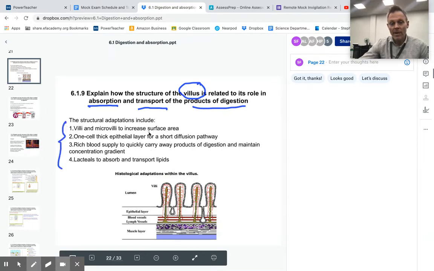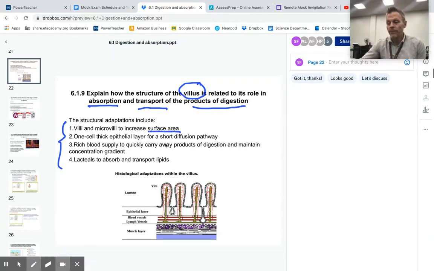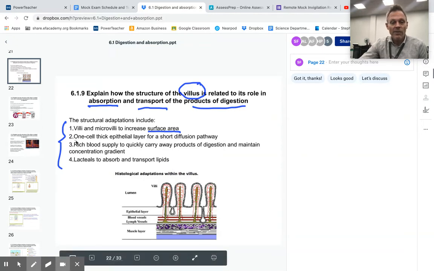So we're going to talk about how there's structures that allow it to have more surface area for more places for diffusion to occur. We're going to talk about the fact that it's only one cell thick or one cell thin. I never understood why we said one cell thick. Anyway, so that's a very short diffusion pathway. We're going to talk about the role of the rich blood supply and how that allows absorption and transport to work well, and also this thing called a lacteal.